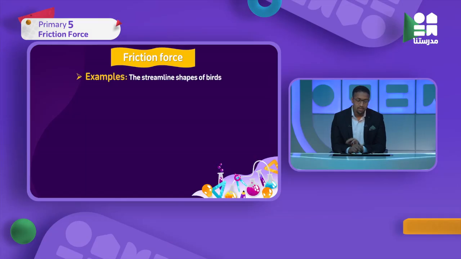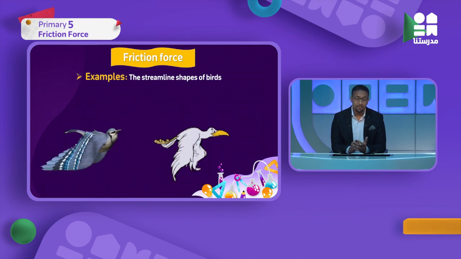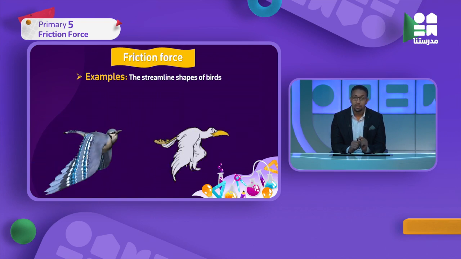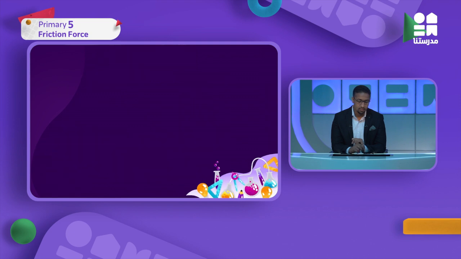Another example, streamlined shapes of birds. Also birds have streamlined shape. أشكالهم برضو انسيابية to decrease air resistance.